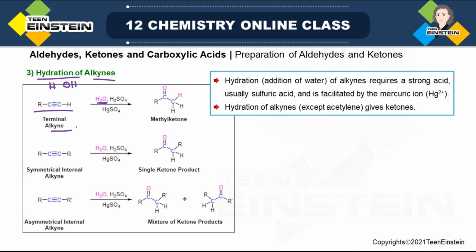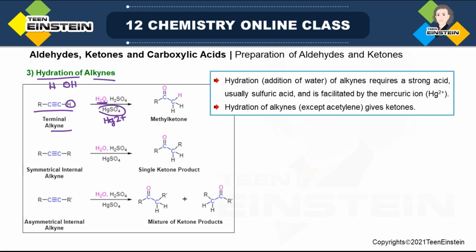Why are we calling it terminal? Because on the right hand side you can see we have one H. So that is why it is terminal. The reagent combination that we use in this reaction is water, obviously, because it is hydration. Then H2SO4, acidic condition, and we need Hg2+ ion as a source. So the source is mercuric sulfate, HgSO4.